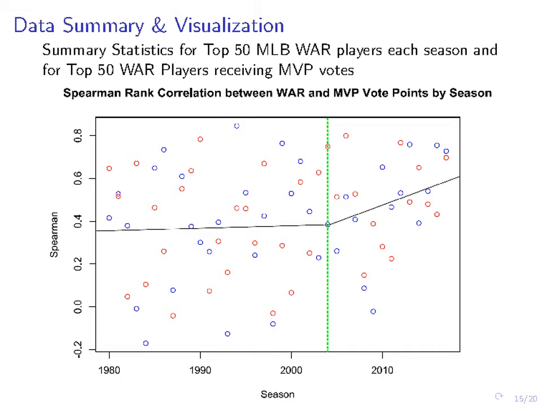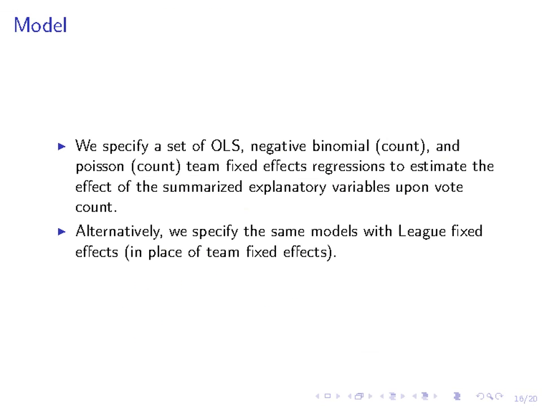To test this, we specify a set of OLS and negative binomial count models. We also use Poisson count models. And each of these models has team fixed effects regressions to estimate the effect of the summarized explanatory variables upon vote count. Alternatively, we specify the same models with league fixed effects in place of team fixed effects.